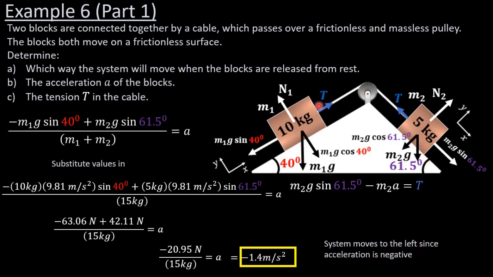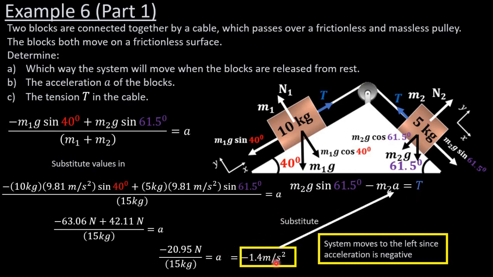Okay, so this whole system is going to move to the left, meaning this block is going to go down and this block is going to go up. And that is the answer to part A, and this is the answer to part B. So now we just need to find the tension in the cable. So remember, we saved this equation from earlier on. So all we need to do is just substitute our acceleration into here to find the tension.